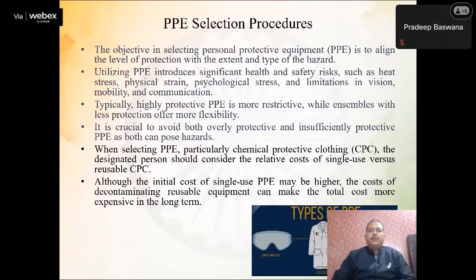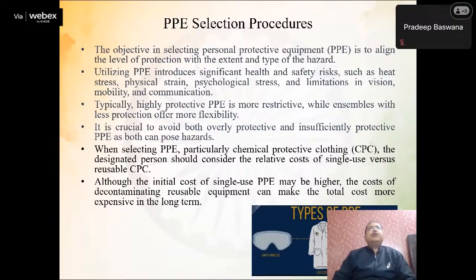Typically, highly protective PPE is more restrictive, while ensembles with less protection offer more flexibility. It is crucial to avoid both overly protective and insufficiently protective PPE, as both can pose hazards. When selecting PPE, particularly chemical protective clothing, the designated person should consider the relative cost of single-use versus reusable CPC. It's a big concern we have to focus upon. Although the initial cost of single-use PPE may be higher, the cost of decontaminating reusable equipment can make the total cost more expensive in the long term.